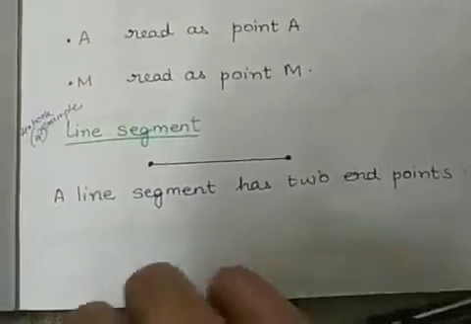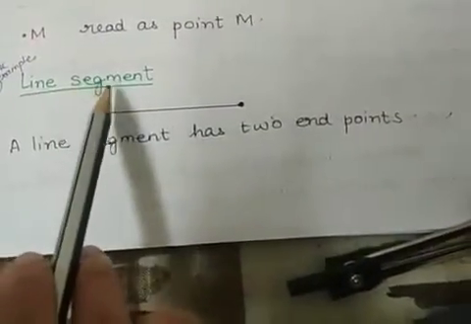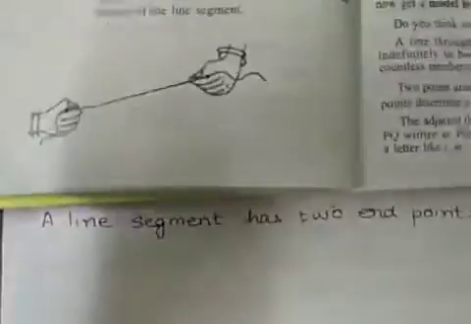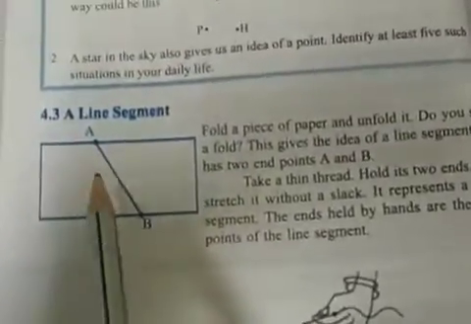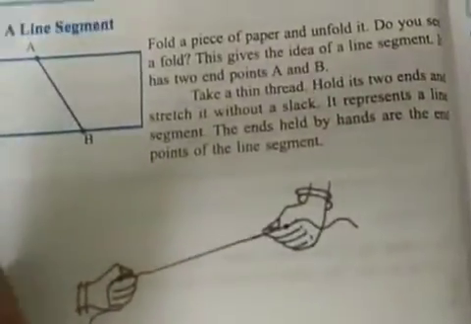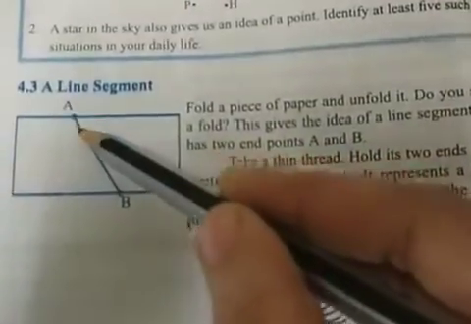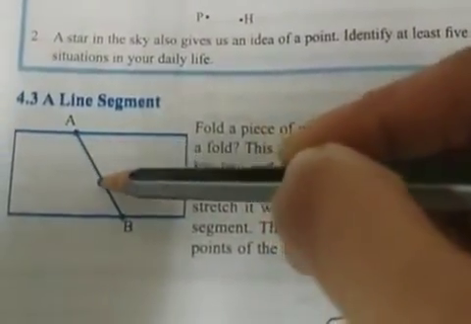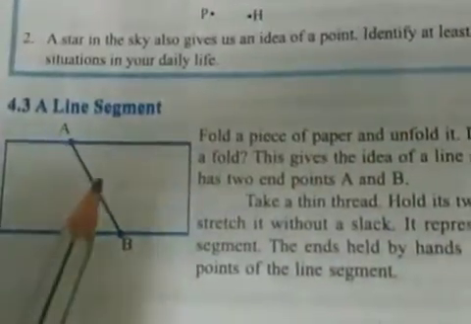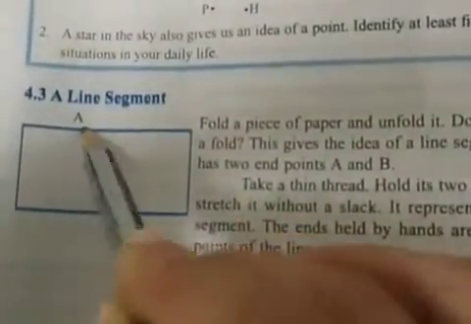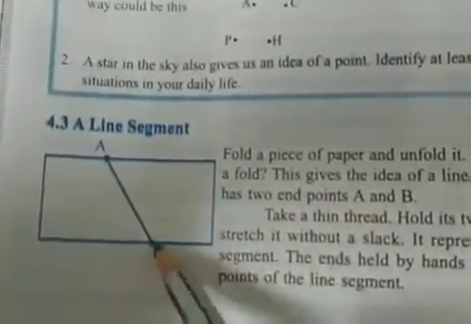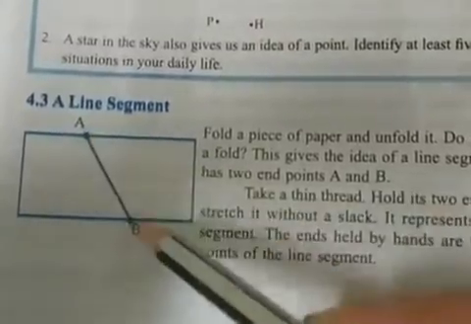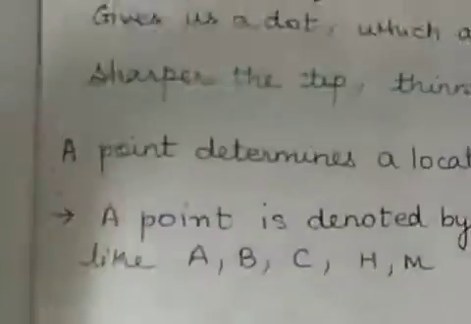Now let us see the next subtopic, which is line segment. Look at this figure here. If you take a piece of paper and fold it and open it and you mark the line of the fold that you see, then you will get what is called a line segment. If you look carefully here, this line segment has one point here and the other point here. So this line segment has what are called end points. So this is a line segment.